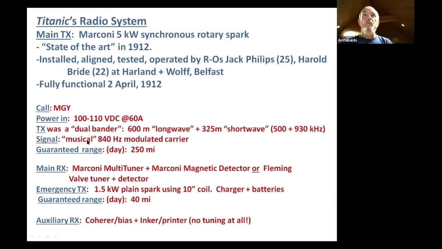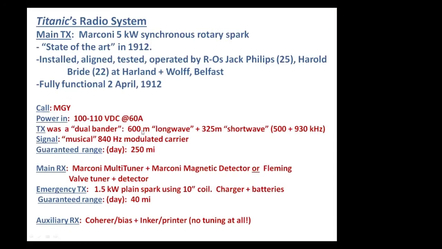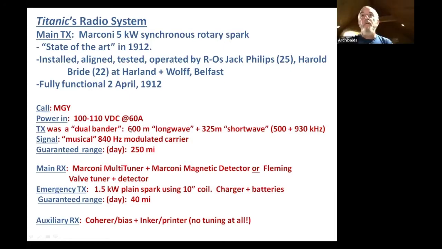The transmitter was what we could call a dual bander. The normal wavelength was 600 meters. They, of course, used meters in those days, 500 kilohertz to us today. And 300 to 325 meters was short wave, up at a little over 900 kilohertz. It had that musical 840 hertz modulated carrier. Marconi guaranteed it for 250 miles during the day and said it should go 1,000 miles at night, but they didn't guarantee that.